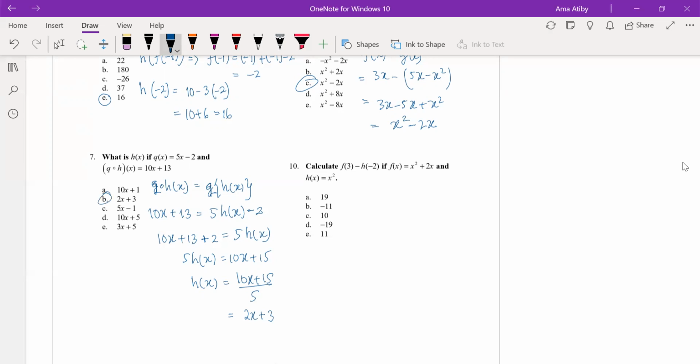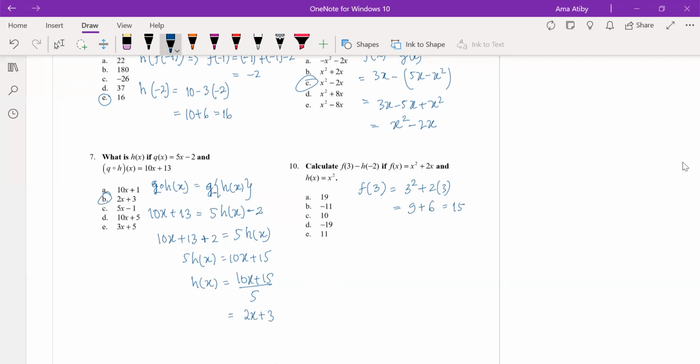Now, let's move forward to question number 10, because number 8 and 9 already been solved. So this is also about the difference of the functions. So we have f of 3 minus h of negative 2. What is this value if f of x is equal to x squared plus 2x and h of x equal to x squared? So just need to find f of 3 by substituting 3 squared plus 2 times 3. So we'll get 9 plus 6. So it is 15.